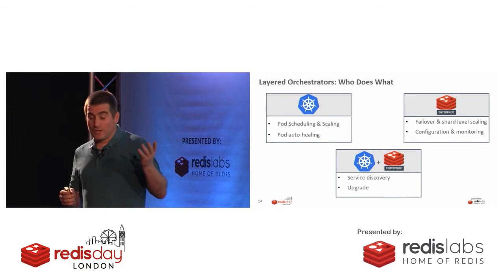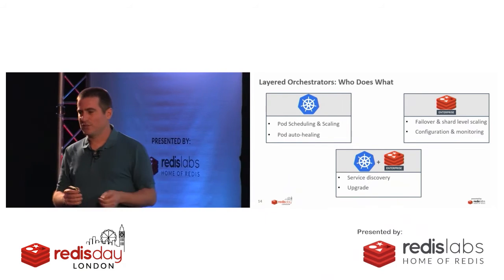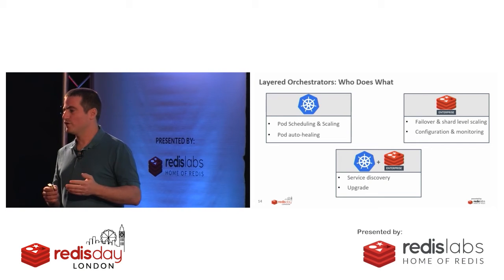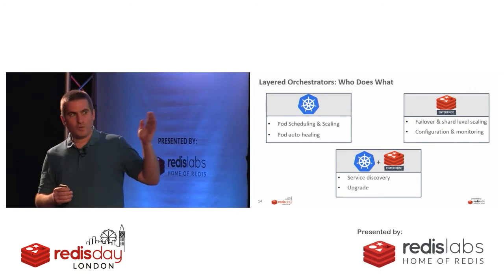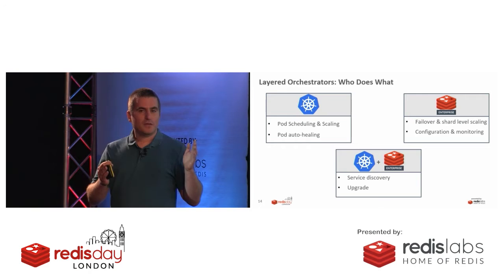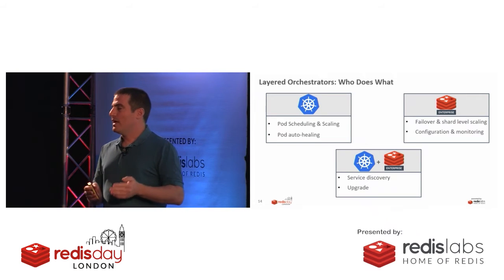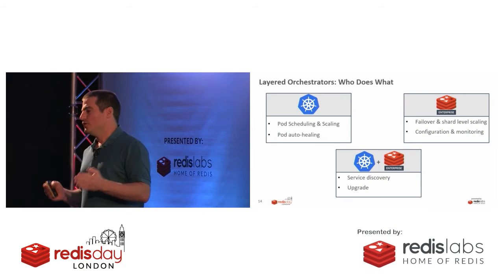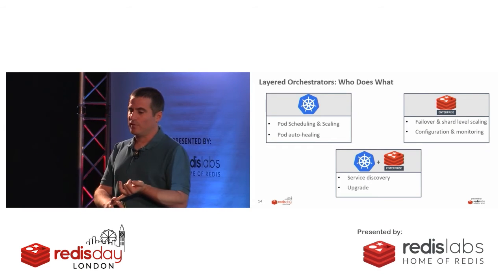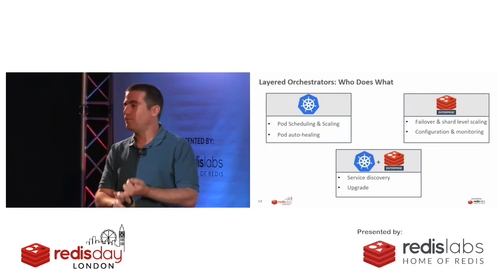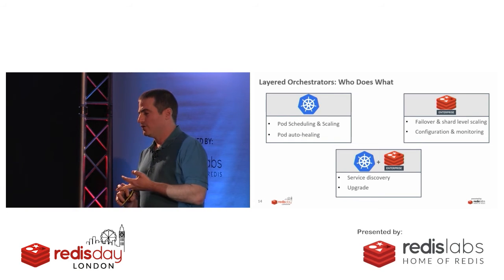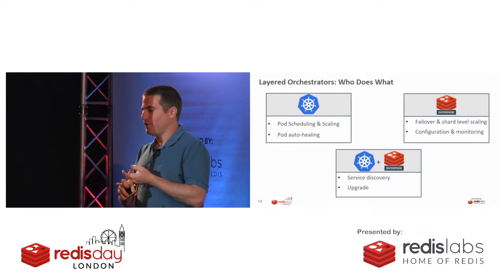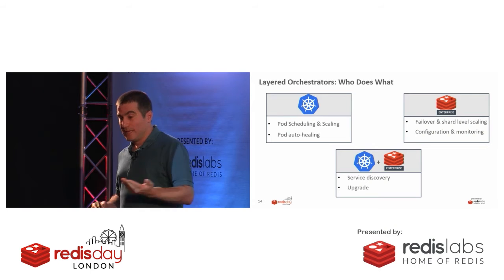And specifically in Kubernetes, but this is pretty much the same for other orchestration platforms as well, we took the approach of having the Kubernetes orchestrator handling everything on the pod level, on the node level. So it handles scaling up the number of pods. It handles pod healing. It handles things like scaling them down.